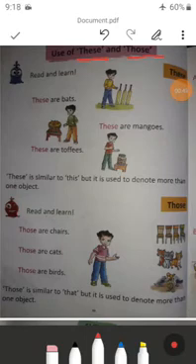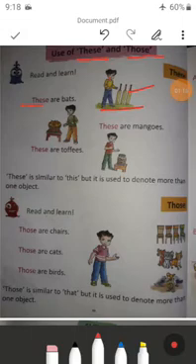You can see some pictures and some sentences are given here. In the first picture you can see some beds. All beds are very near him. He can take them easily, he can play with them easily. So at that time you can see here these is used. The sentence is: These are beds. These is used here because all beds are very near him.